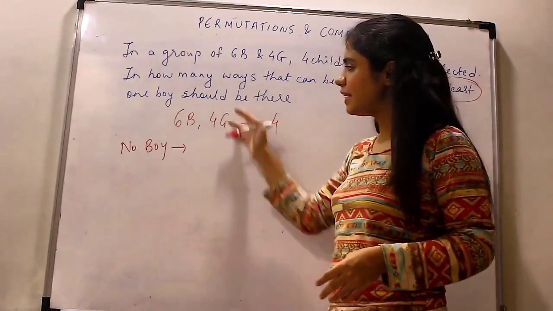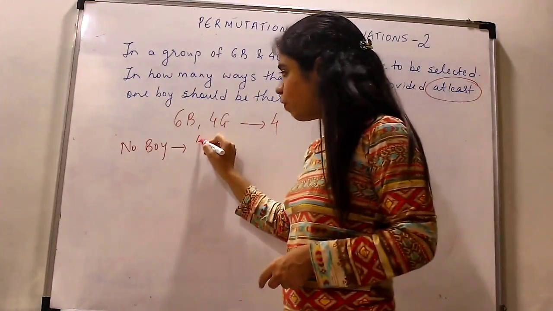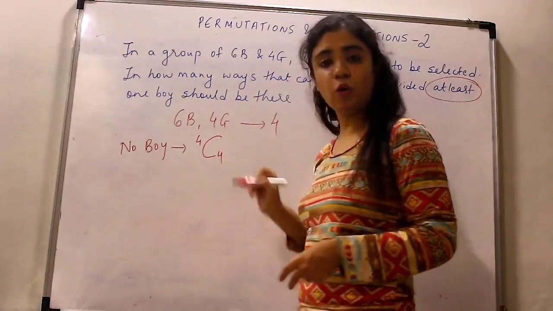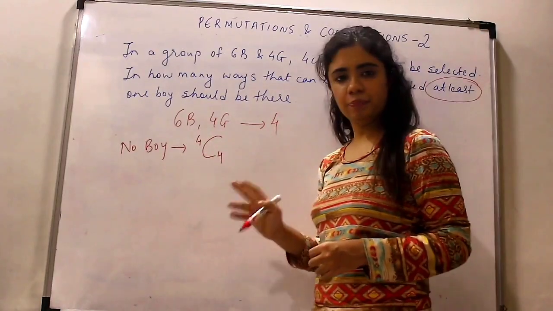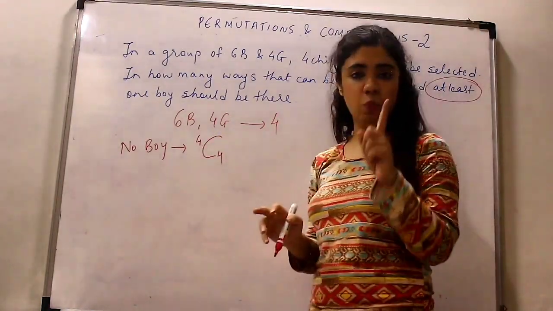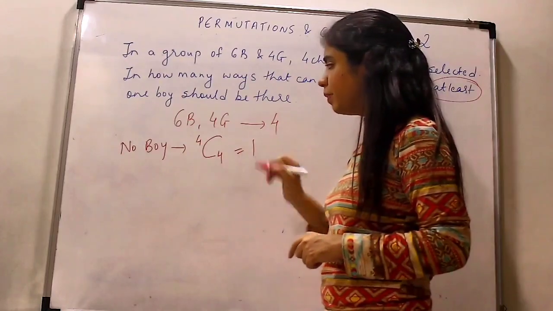So what will I do? I will select all 4 girls. I have 4 girls. I have to select all 4. You're not arranging them. You're just selecting them. So you will be using C. nCn is 1. So 4C4 will become 1.